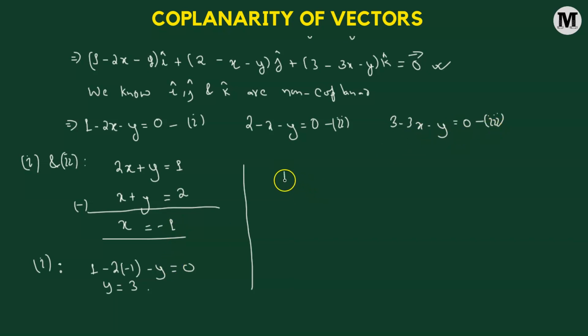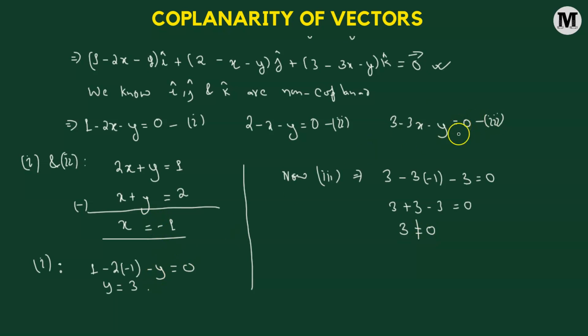Now, equation number 3 is going to be 3 minus 3 times x, so that's negative 1, minus 3, equals 0. Here we have 3 plus 3 minus 3 equals 0. That's giving us 3 equals 0, and we know that's a wrong statement. 3 cannot be equal to 0, which means that x and y are not satisfying the third equation.